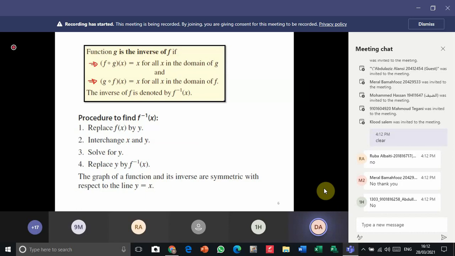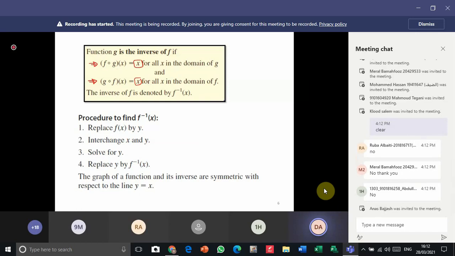Okay, so if the composition functions F composite G equal X and G composite F equal X, we can conclude F inverse equals G and G inverse equals F. So if G is the inverse of F, this means G equals what? F inverse. This is G of X equals F inverse of X. Okay? Because the composition functions F composite G and G composite F equal X.